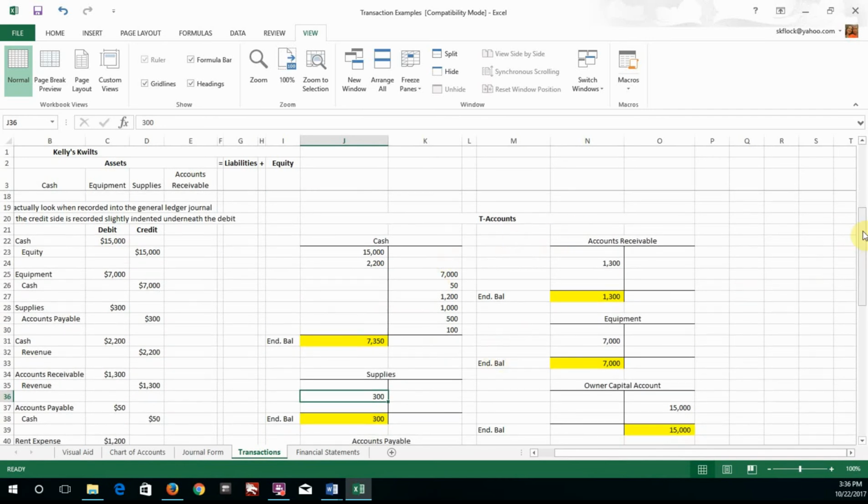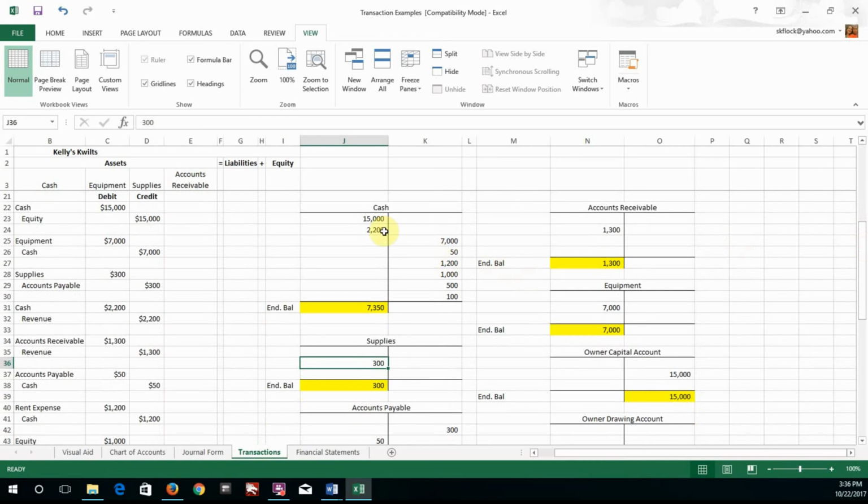And when you're done, you're going to add up the total debits and add up the total credits and figure out what the ending balance is in that account. So if you add up total debits and you add up total credits and you subtract the smaller number from the larger number, that's the ending balance. And whatever side has the larger amount is going to determine whether you have a debit balance or whether you have a credit balance.